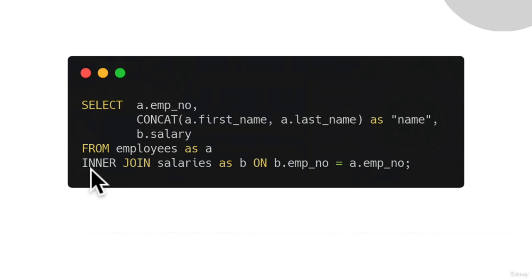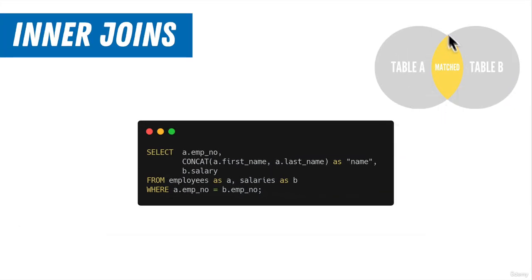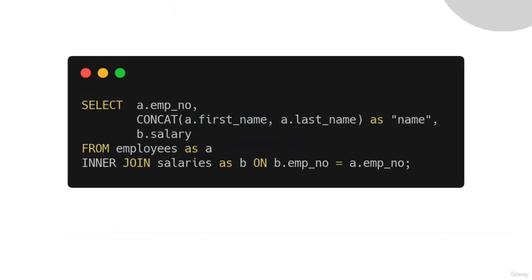Okay, so let's break it down. Let's go through it. Over here with our where clause, we could see that in the from, we were selecting from table A and table B, employees and salaries. And in the where clause, we were doing the filter to kind of match employee number to the salary employee number. And then we got our intersection. But if we use the join syntax, it changes slightly. It changes in a good way though.